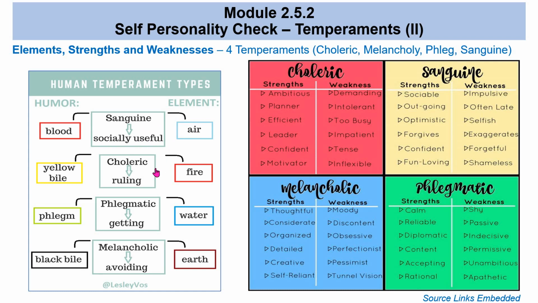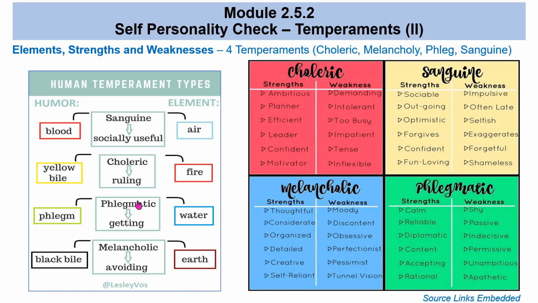And then if you go to choleric, where the element is fire, and the humor is more yellow bile, which simply means they tend to be more ruling, and they don't really care much how they get things done. They just push and push and push, the fire element, and they don't care in that sense.